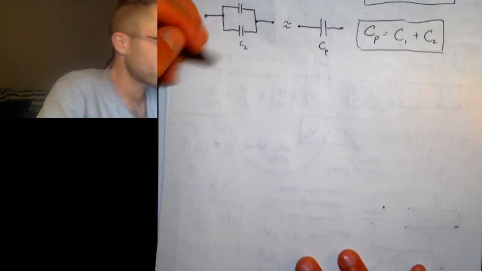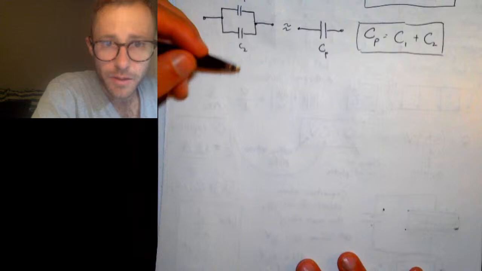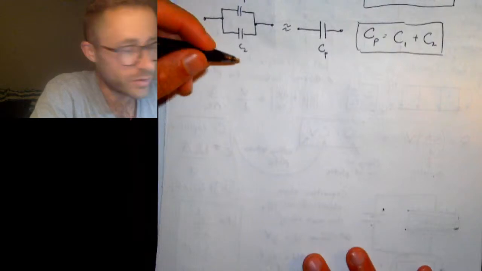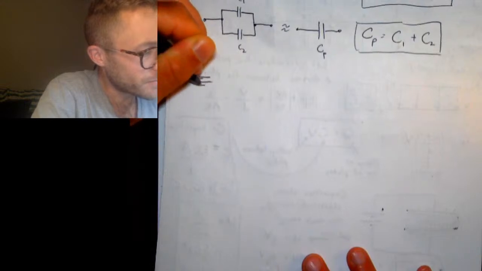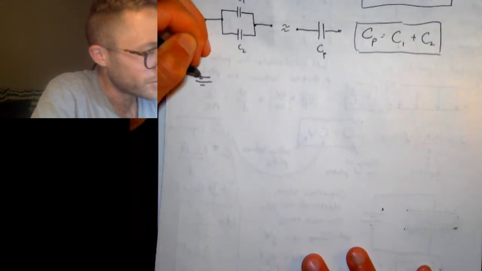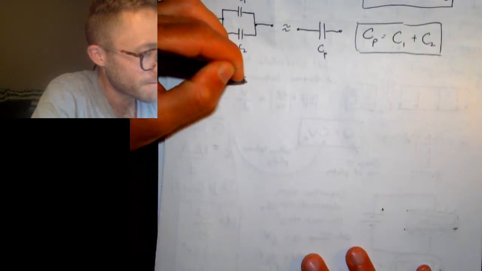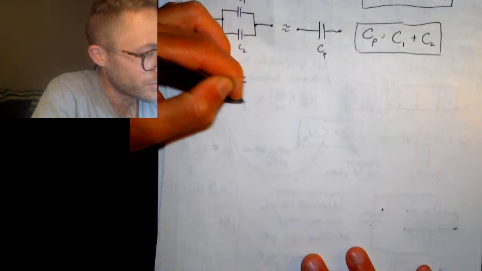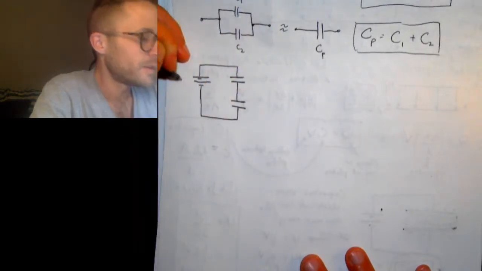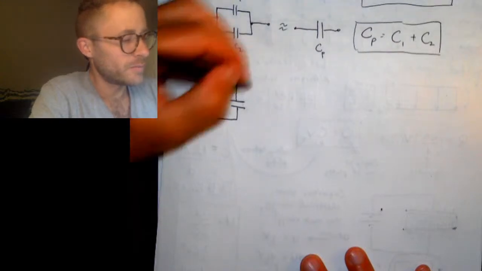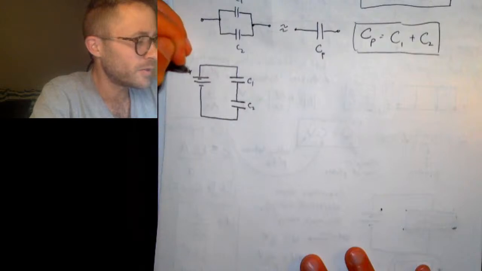So a common problem that I've seen on the AP Physics C exam is you have something like two capacitors hooked up in series to a battery, okay? So this is C1, this is C2, all right? And then here's the battery.